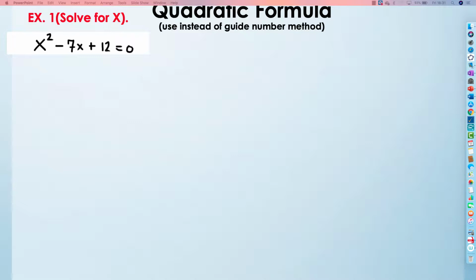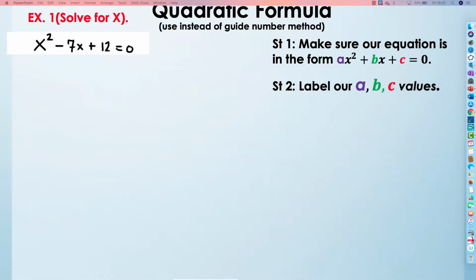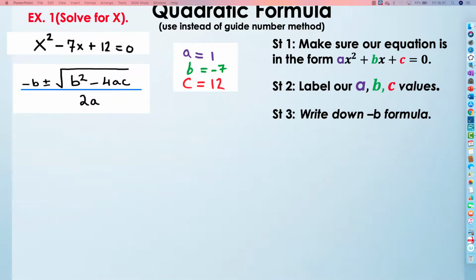So what's a? B? And C? 12. Exactly. So a is 1, b is minus 7, and c is 12. Right. Off you go. Put in the figures and do it on your paper. So, easiest way to do it, first of all, is you write down the sum, you write down the formula, and then you put in the figures on a sheet there.